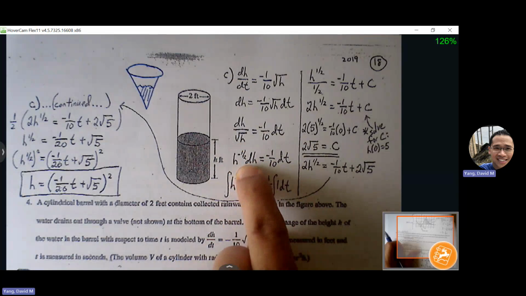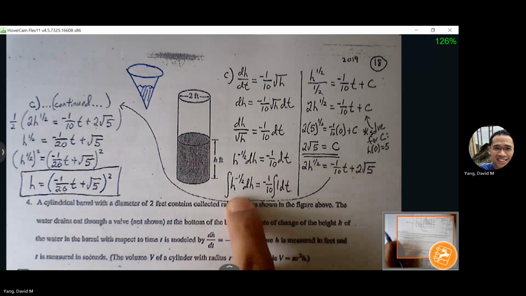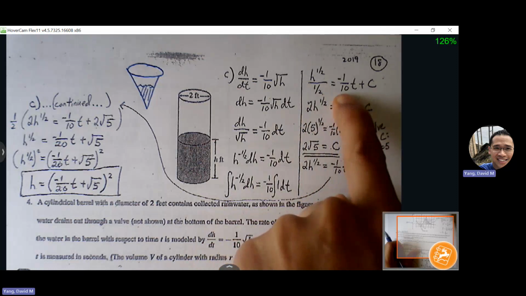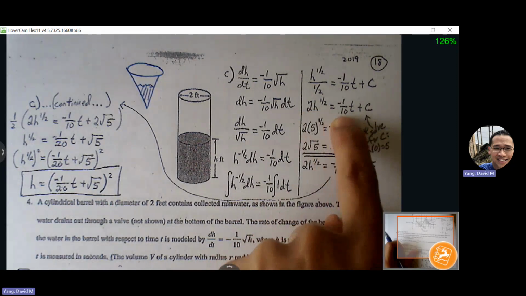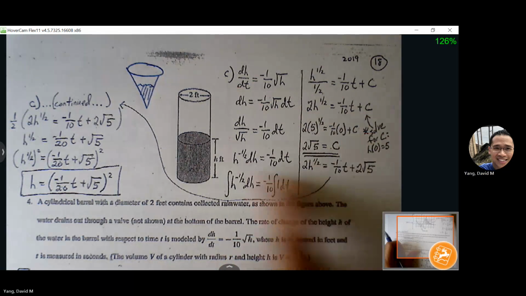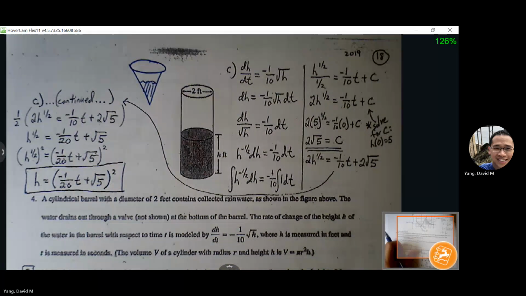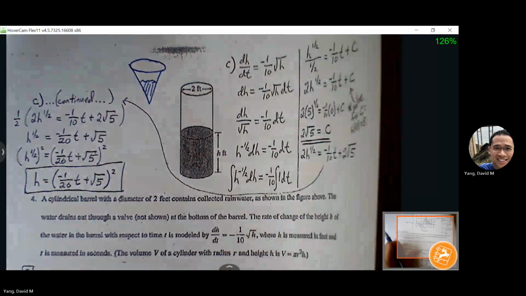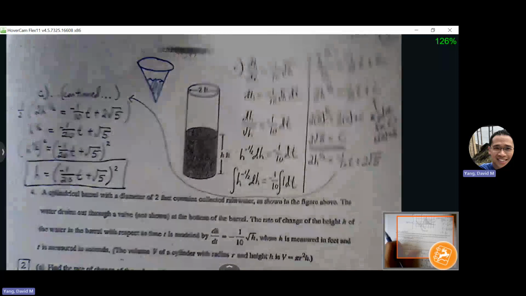We get that left side ready: h to the -1/2 dh equals -1/10 dt. We go through power rule. Add 1 to the exponent, divide by the new exponent. -1/10 t. And then once we have our equation at the function level, then we can solve for c, solve for h. All right, so that's really what I wanted to go over from 2019.